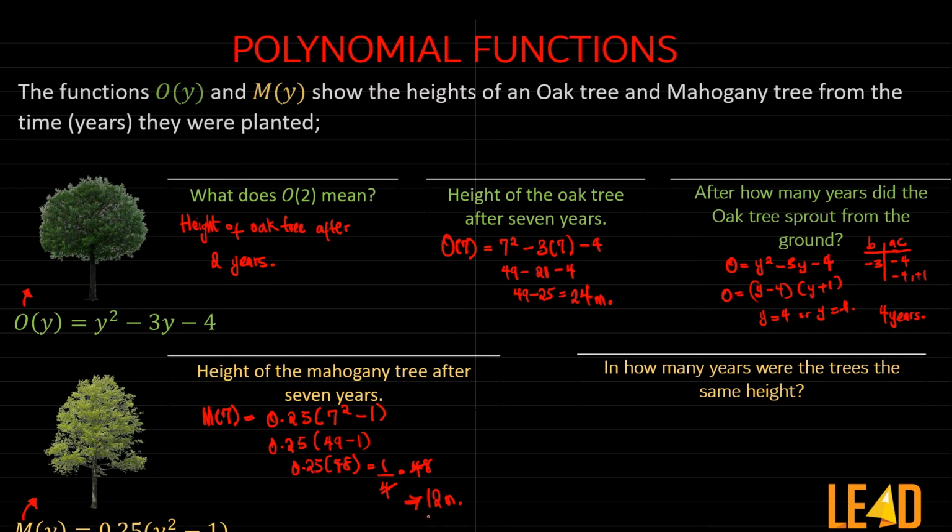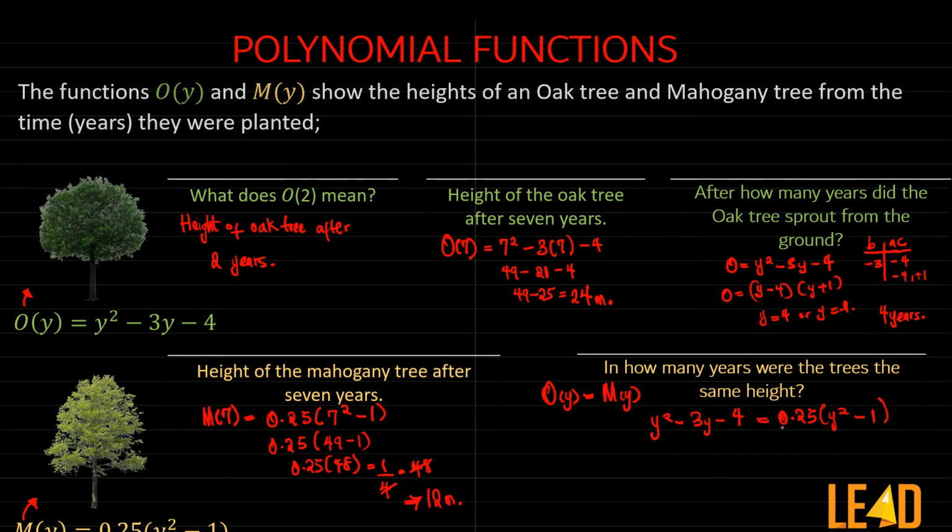And then the final question here is, in how many years were the trees the same height? Well, to solve this, that's basically asking where the height is the same, so that's where O of y is equal to M of y, right? Okay, so that would be where y squared minus 3y minus 4 is equal to 0.25 bracket y squared minus 1.